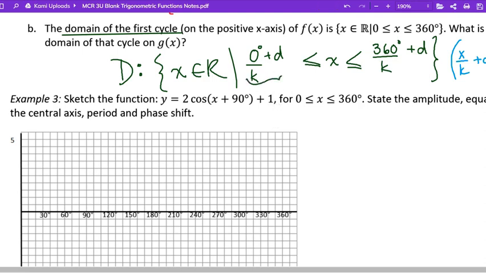Now, in this case, 0 divided by k would still be 0, right? So we could really say that the domain would start at d. Does that make sense? Do people see the mistake I made? Were they able to correct it? I apologize. I really try not to make mistakes, but they do happen.